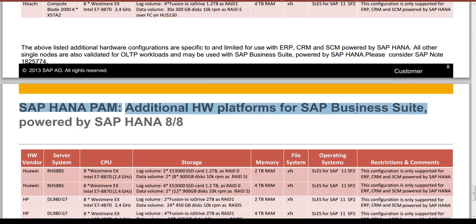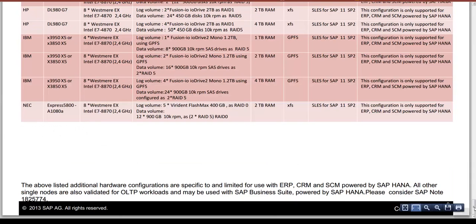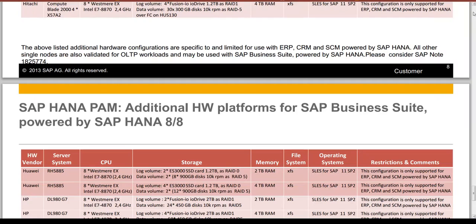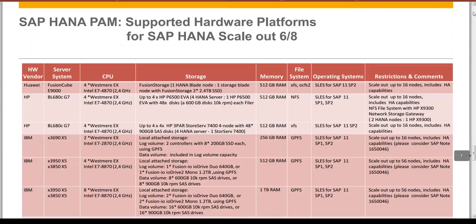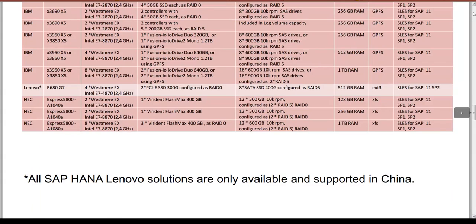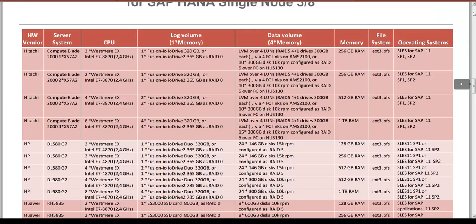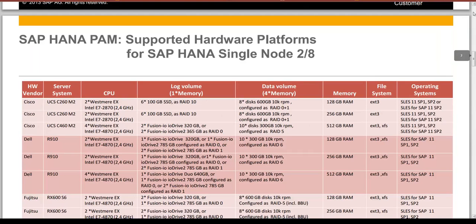As we have seen, this configuration is only supported for ERP, CRM, SCM powered by SAP HANA. Okay, so if your application is any of these three, then these are pages 7 and 8. These are the two pages which apply. Okay, for the rest of the applications which you want to run on HANA, these are the different vendors and their hardware configurations. Okay, now let's look at the memory sizes, because that is the key thing here.